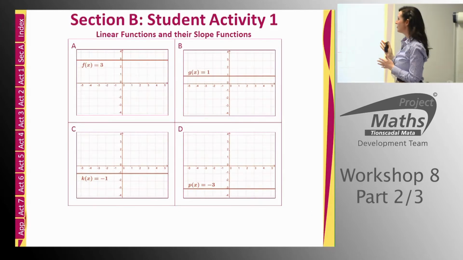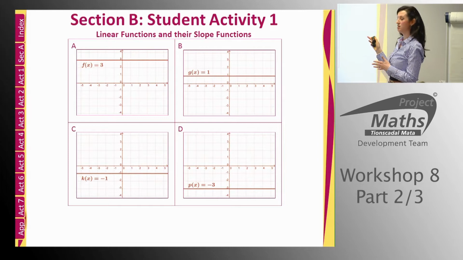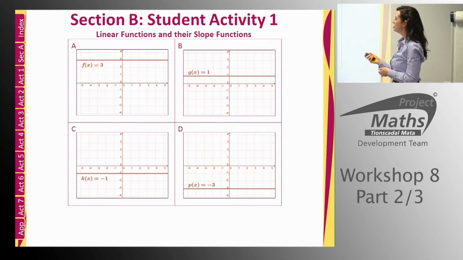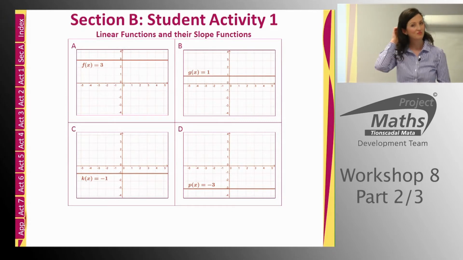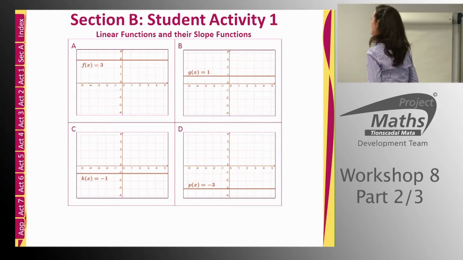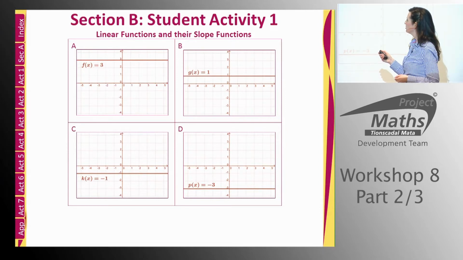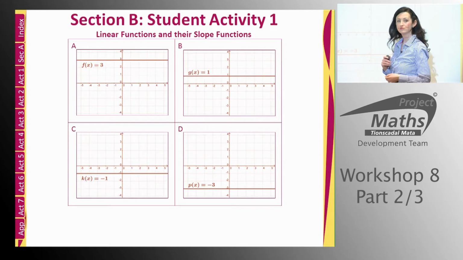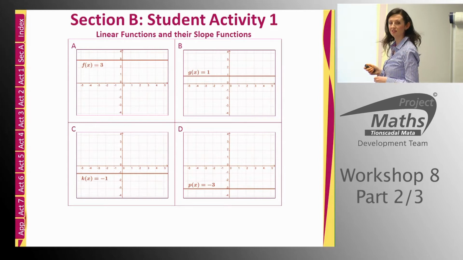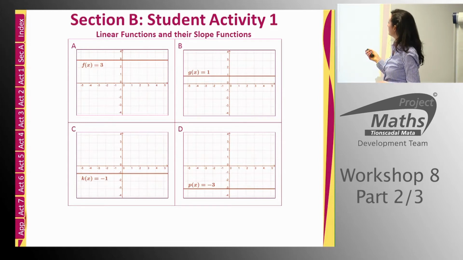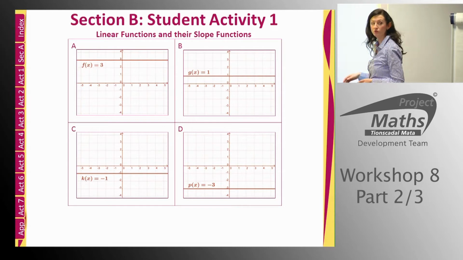My first one here I have 4 linear functions. You see the first function here, f of x equals 3. What's the slope of that line? 0. Perfect. Now, what's the slope of that line at x equals 2? What's the slope of that line at x equals minus 4? 0. Perfect. What about g of x? What's the slope of that line? 0. What's the slope of that line when x equals 4? 0. Can you see where we're going with this?